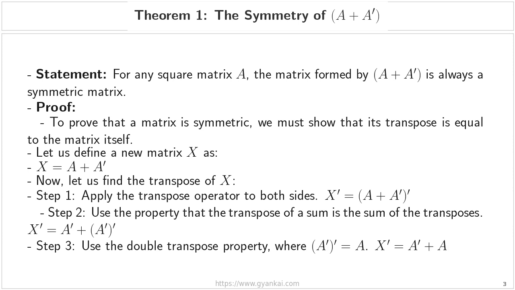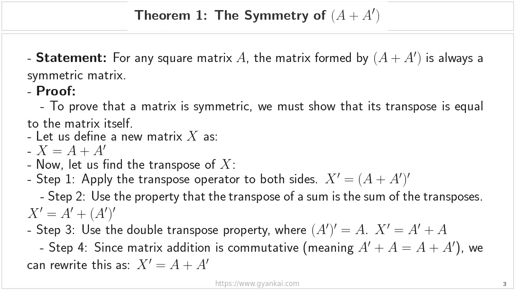Moving to step 3, we use the double transpose property. As we know, taking the transpose of a transpose returns the matrix to its original form. Therefore, the transpose of A transpose is simply A. This simplifies our expression to X transpose equals A transpose plus A. In step 4, we utilize the fact that matrix addition is commutative. This means the order of addition does not change the result, so we can rewrite A transpose plus A as A plus A transpose.